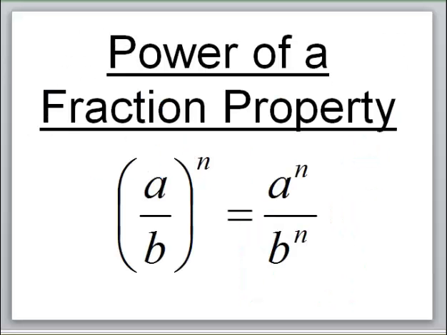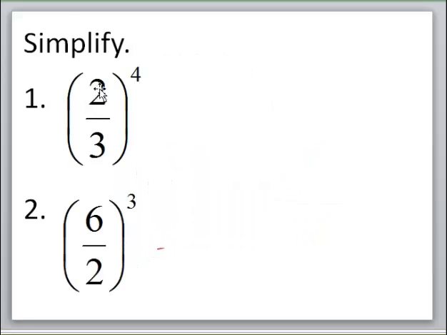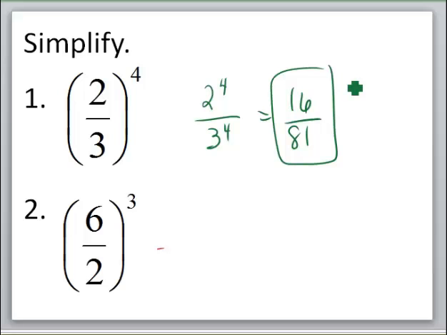The next problem is a power of a fraction property, so I'm going to take each of the parts and raise it to the power. That's what the rule says. If it's divisible, we could go ahead and divide, but these are not divisible, so I'll just say this is 2 to the 4th and 3 to the 4th. Well, 2 times 2 times 2 times 2 is 16, and 3 times 3 times 3 times 3 is 81, so I get 16 over 81.